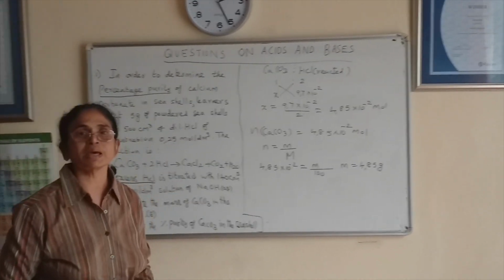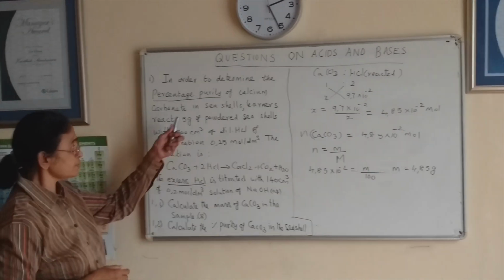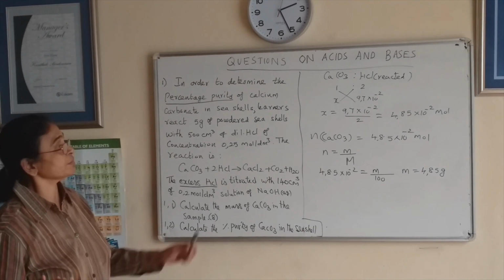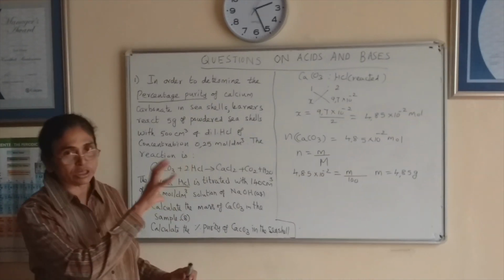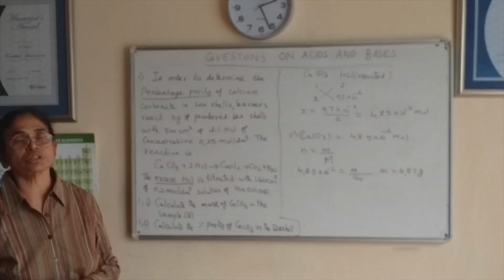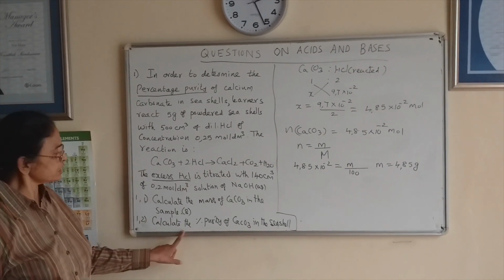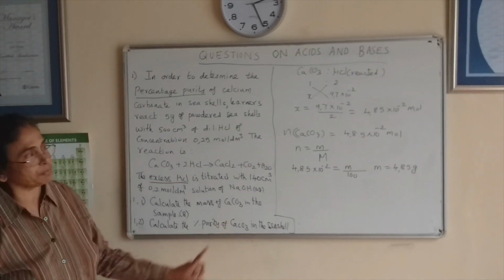So that is the mass that is present in the 5 grams that you used, but you don't have 5 grams of calcium carbonate. According to the chemical calculations and the procedure, we found out it has only 4.85 grams. So the chemical is not 100% pure.